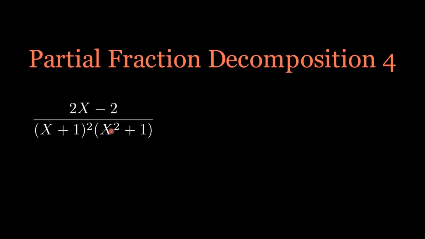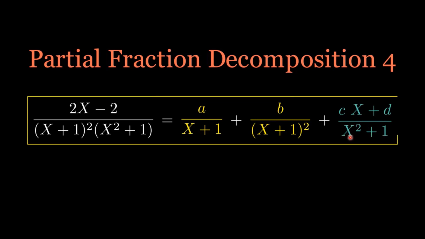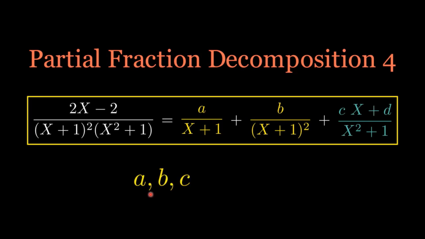So for that, the decomposition is of the form a over x plus 1, plus b over x plus 1 squared, because here we have x plus 1 squared, plus cx plus d over x squared plus 1. So here we have a quadratic factor, so we have cx plus d. Here we have linear factors, so here we have constants a and b. Our challenge is to find a, b, c, and d.